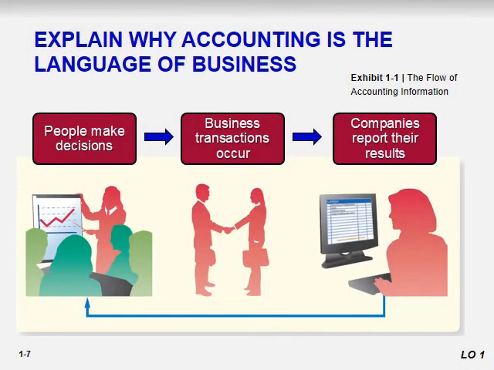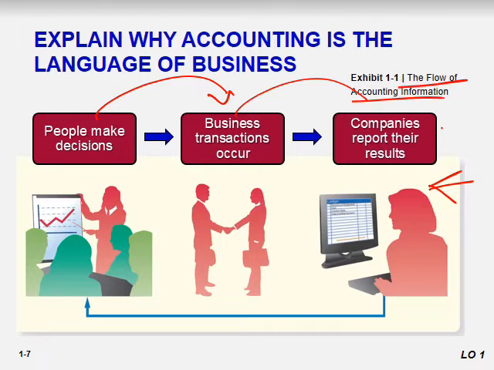This diagram illustrates the flow of accounting information and helps to illustrate accounting rules in the business. The accounting process begins and ends with the people making decisions. When people make decisions, business transactions occur, and those transactions are gathered and produced in reports. Companies publish their reports for the users. And what kind of users are there? We have managers, creditors, customers, and government agencies, and they also use those results to make decisions. This is how the flow of accounting information works.